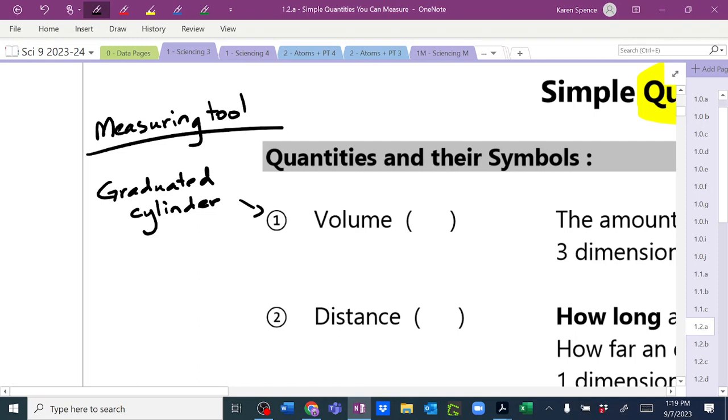You guys use one of those in grade 8? Yeah. Okay, and this is on page 20.